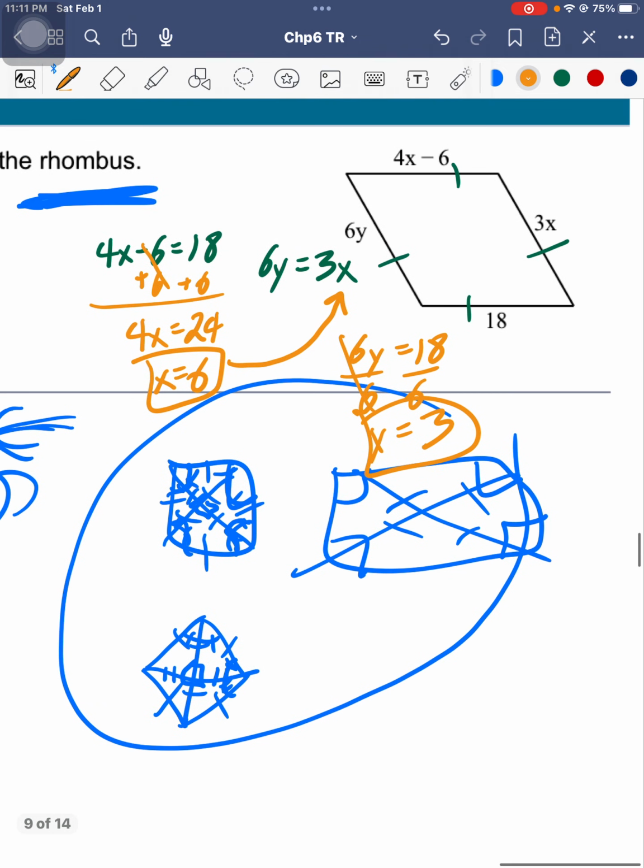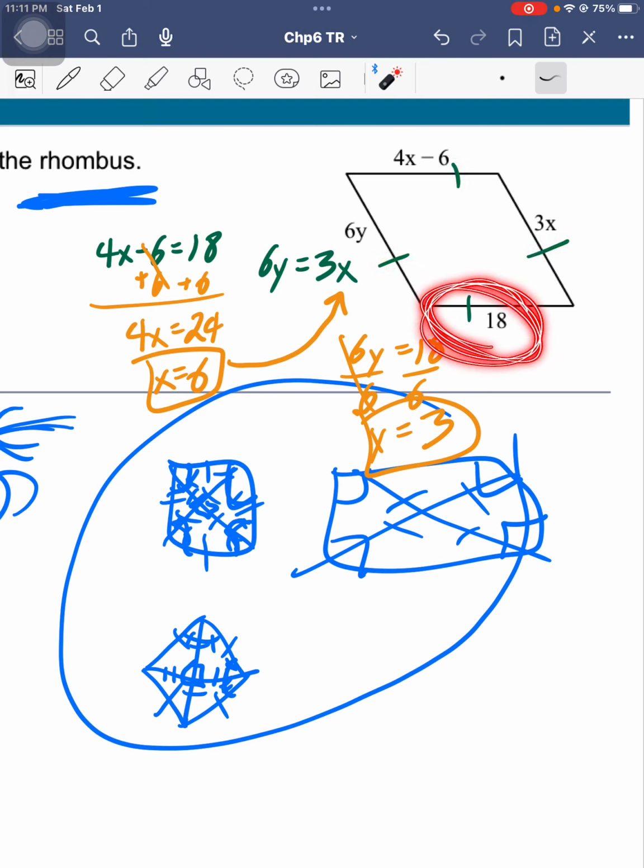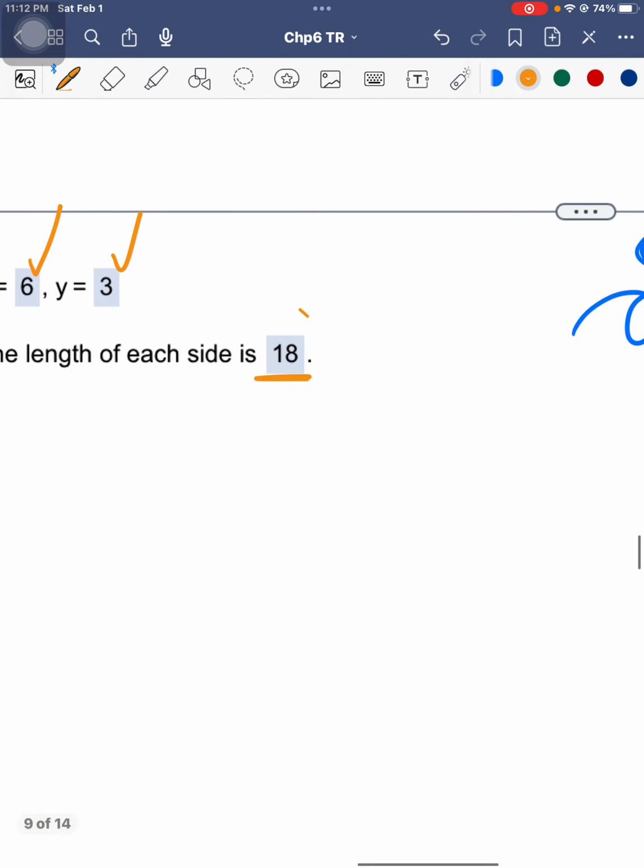The length of each side is what? Let's plug one of them in. It doesn't really matter which one, right? Because look, if I plug in x over here, what's 3 times 6? 18. And we know that all the sides of a rhombus are congruent. Oh, we didn't even have to do that. Look, if this is 18 and a rhombus has all sides congruent, then I know all of these are 18, 18, 18. So my answer should just be 18.